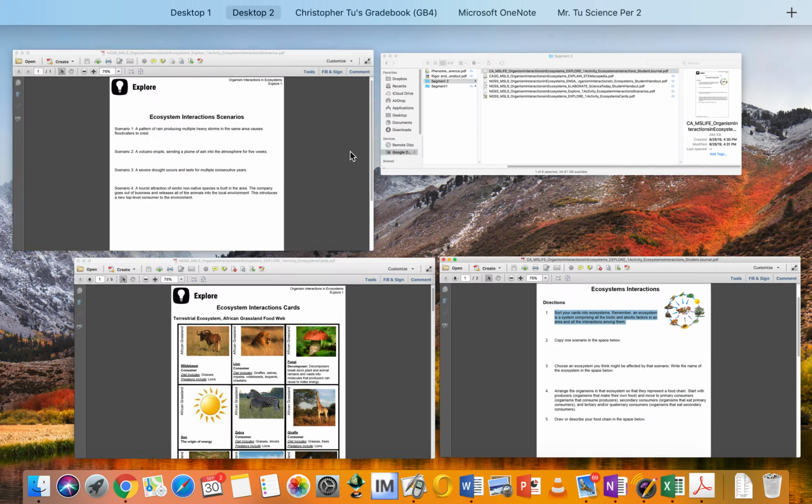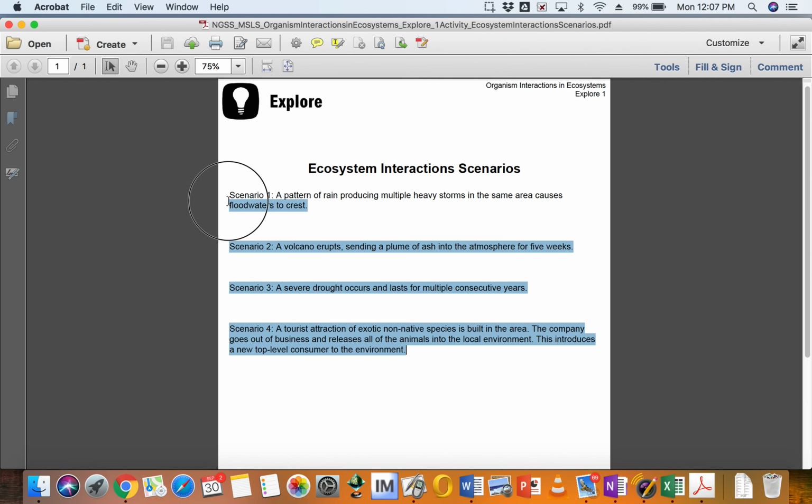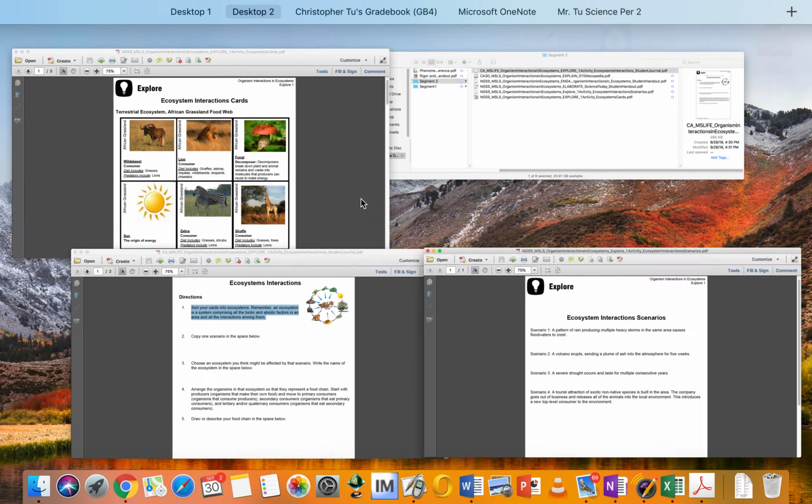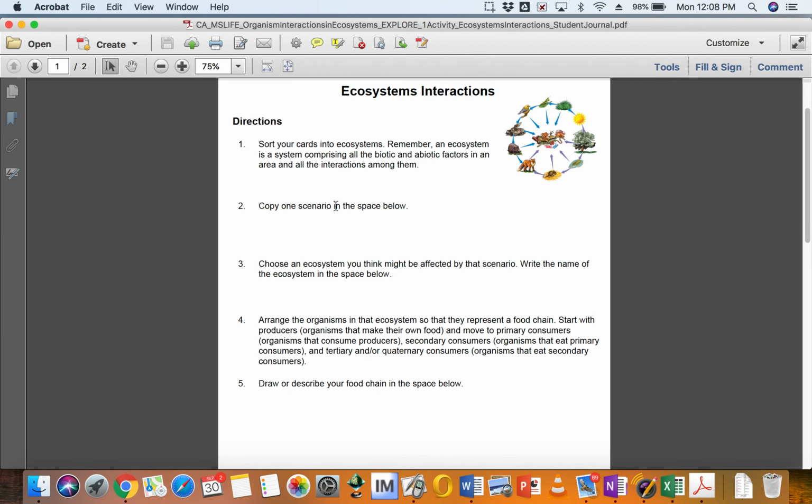So from there, you were then given scenarios, and some people thought you were matching up, like, oh, this one says rain pattern, that one's going to go to the marine or something like that. That's not what you were supposed to do. STEMscopes believes that any of these scenarios, one, two, three, or four, would go to any of the ecosystems. So rain producing heavy storms causing floodwaters, that could be for the African grassland or the marine or the forest, right? It could be for any. So what you were supposed to do is just choose whichever one you wanted, and then see how it affects the ecosystem that you got cards for. All right, so that's the scenario there.